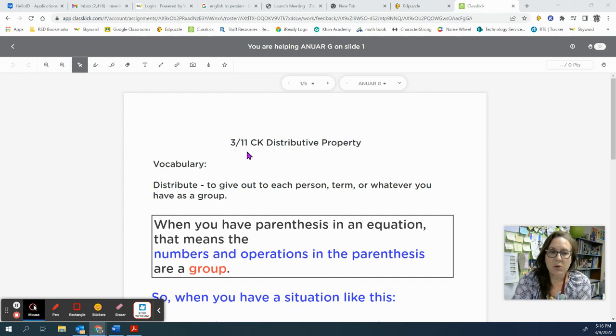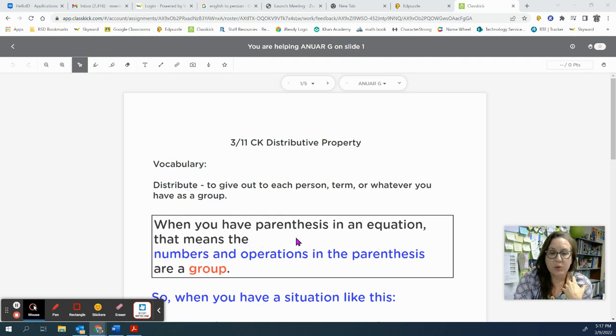So today is March 11th, and we're doing the class kick that's called distributive property, and I'm teaching you directly about the distributive property. The word to distribute means to give to each person or term or team or whatever. It's like you're in line for lunch, and they distribute the lunch to everybody who comes through the lunch line. It's to give something to each person, or in math, each term. And remember, a term is either a number or a variable like x or negative x or 5 or whatever.